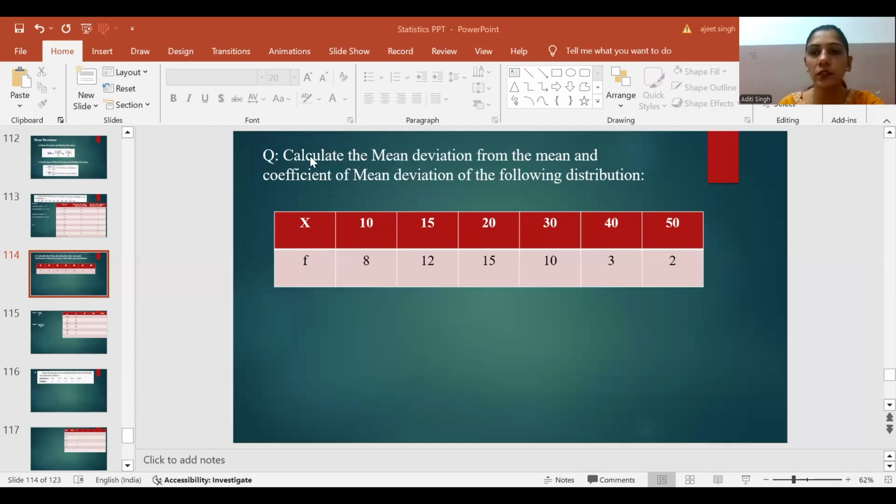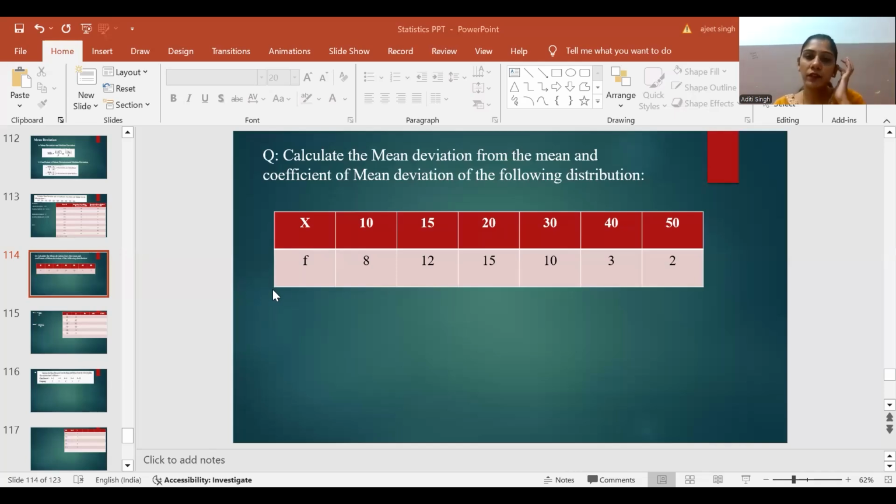So, the question is to calculate the mean deviation from mean and coefficient of mean deviation of the following distribution. For this question, we have to calculate only mean deviation and coefficient of mean deviation. We are not going to calculate median deviation. As this is a question of discrete series, we have x and frequency f. x is 10, 15, 20, 30, 40 and 50 and frequency is 8, 12, 15, 10, 3 and 2.